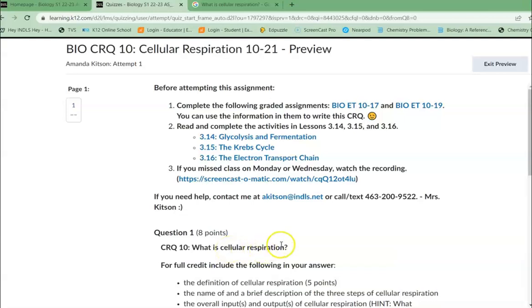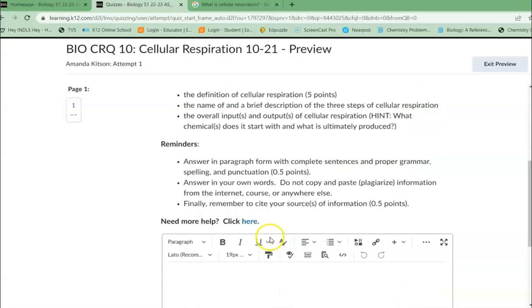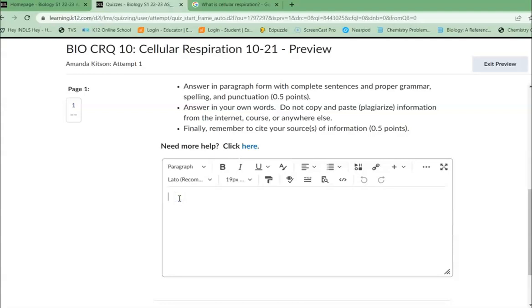So let's say you're writing CRQ 10. The question is, what is cellular respiration? Right? So you do your research and you start writing what cellular respiration is, and then you answer the question, and then you include the meat and potatoes of your answer. Don't actually write meat and potatoes, and you get everything written. You have a couple sentences. You tell me about cellular respiration and the steps, and then you have to cite your sources, right?